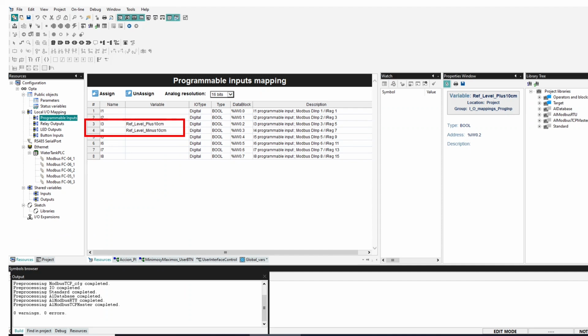So to do that, the first thing that we need to do is we need to go in the menu to programmable inputs, and we need to declare a couple of variables, I3 and I4. And there we declare a couple of variables to assign to the reading of the push button. So we will have in input 3 a variable so that we know that the button has been pushed, and the same for input 4.